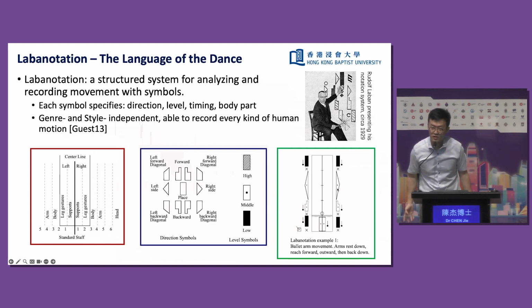So this is actually a very classical ballet arm movement. This is how Laban notation describes motion. Actually, this is not a very new language. It was introduced in the 1840s by a German-Hungarian kinematographer called Rudolf Laban. So it was widely used by kinematographers and choreographers in the past.